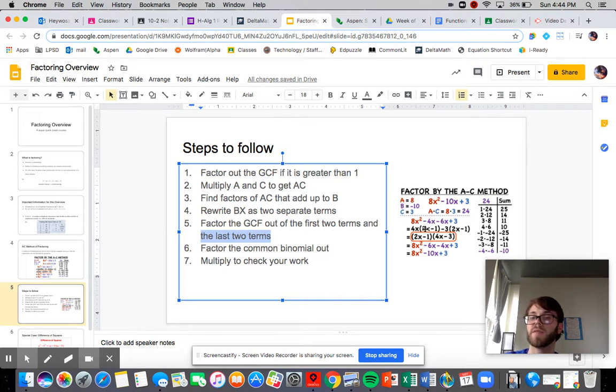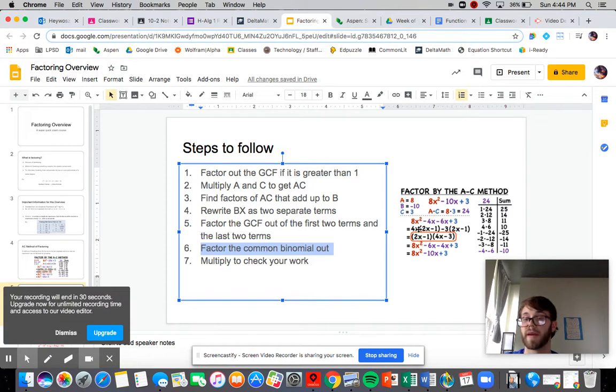Also, if you do this correctly, you'll see that the two things inside the parentheses are the same. So if you forgot to factor out a negative, it would just be different by a negative. But ultimately, if you do it right, they are the same. You're going to factor then the common binomial out. So these two are the same, right? 2x minus 1, 2x minus 1. You factor it out. So you're left with 2x minus 1, and then whatever was left will be the remaining factor. So we get the 4x minus 3.